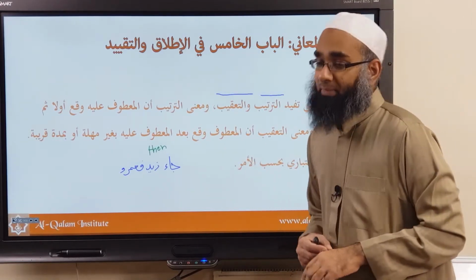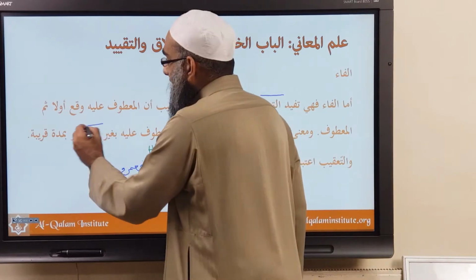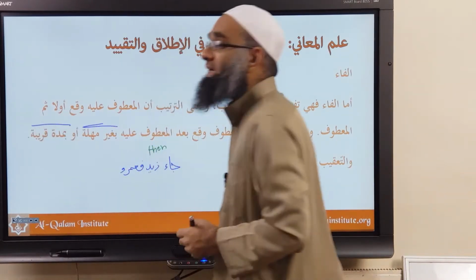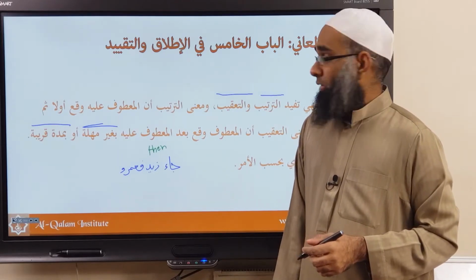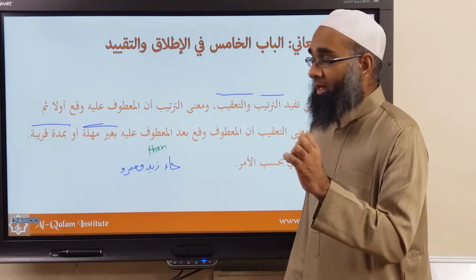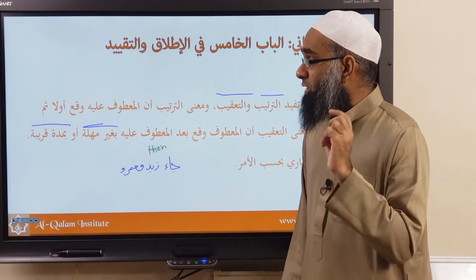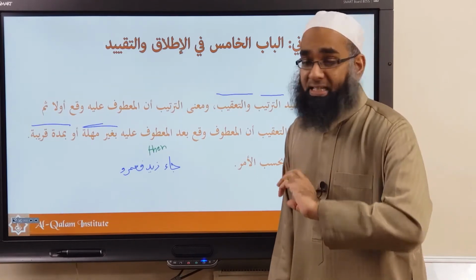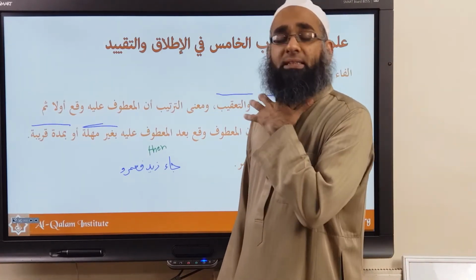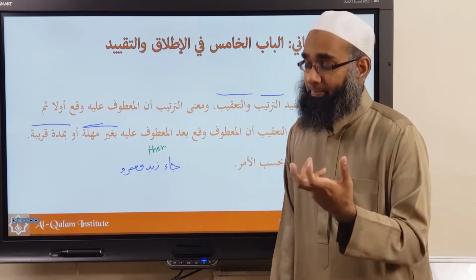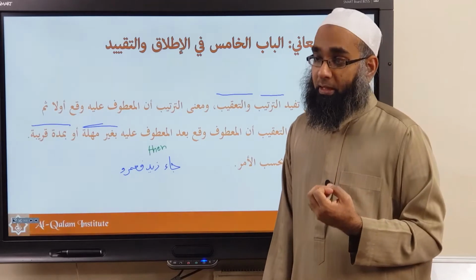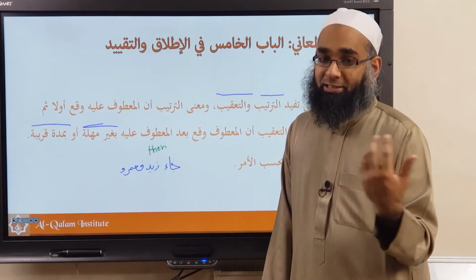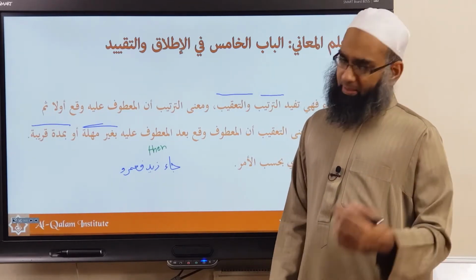What does ta'qib mean? That there's no muhla, or there's mudda qariba. Do you understand? There's no muhla, bighayri muhla, it occurs immediately. Or the time between the ma'tuf alayh and the ma'tuf is relatively small. But it's relative, very subjective, as I think I mentioned before to you.